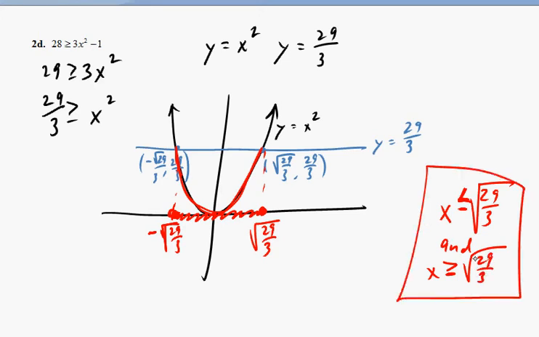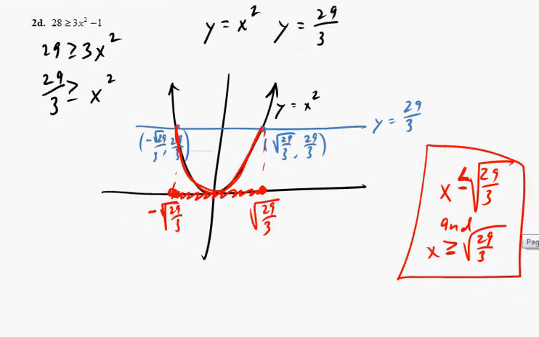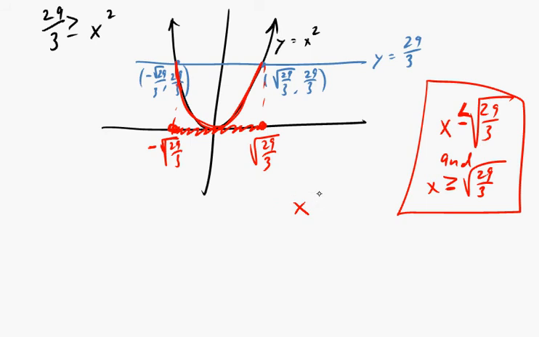And we need to combine these two inequalities with the word and, because the x's have to satisfy both of these inequalities to be between these two numbers. If you wish, you could also write your solution like this. And this, oh, I'm sorry, this should be negative.